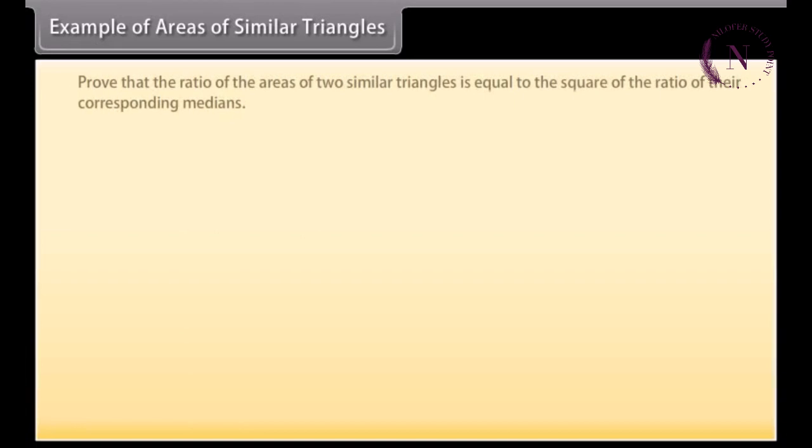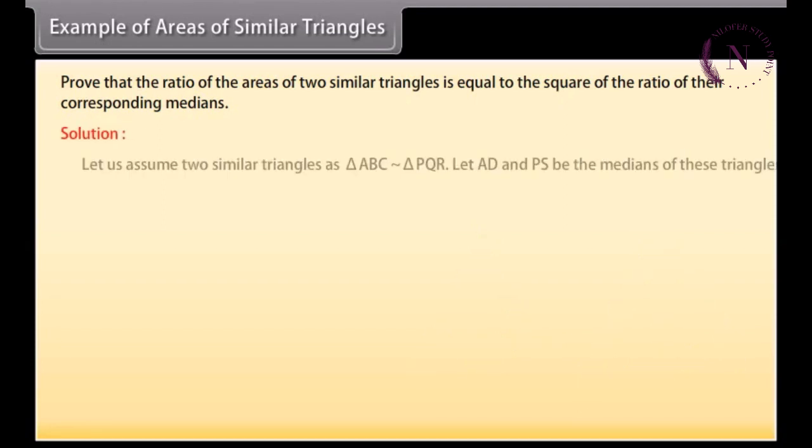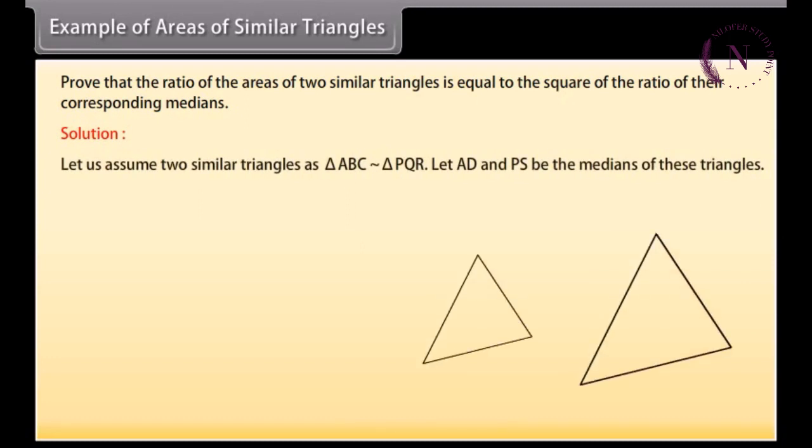Example. Prove that the ratio of the areas of two similar triangles is equal to the square of the ratio of their corresponding medians. Solution. Let us assume two similar triangles as triangle ABC is similar to triangle PQR. Let AD and PS be the medians of these triangles.